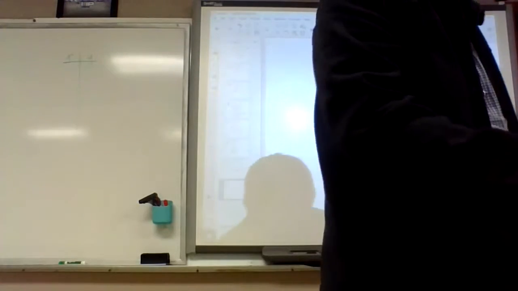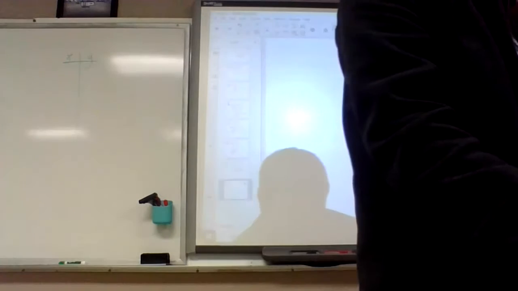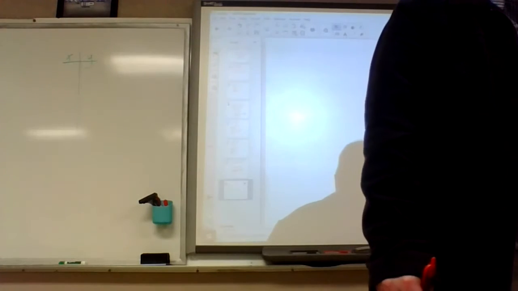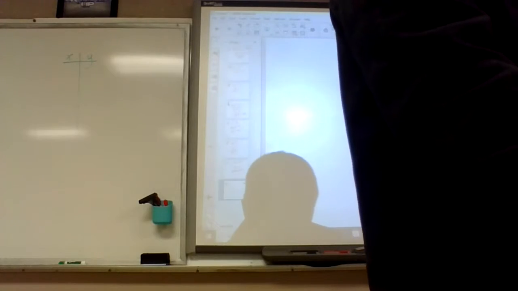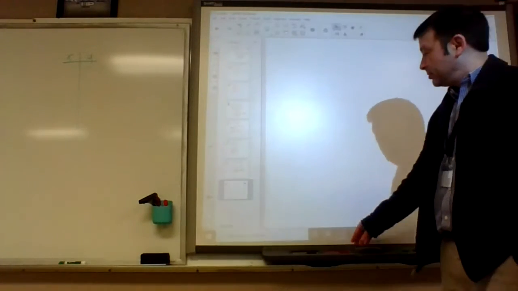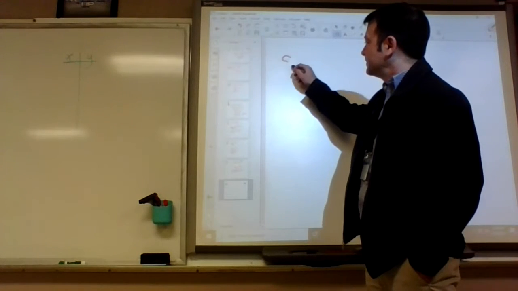Page 614, doing 1 through 29, odds right now. Number 1 says find the 3 basic trig ratios for each acute angle of each right triangle below. You guys think you know what they mean? Maybe? Okay.